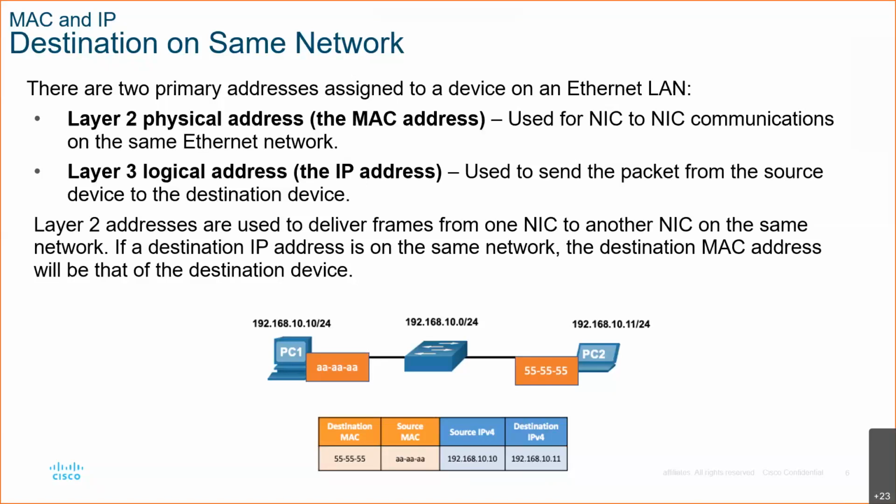So layer 2 physical address, the MAC address, that's what we have in every device. And we also have an IP address. IP address is layer 3, network layer, a logical address. It can be IP version 4 or IP version 6. And that is responsible for sending a packet from a source to a destination device.